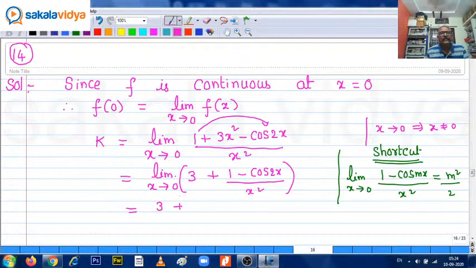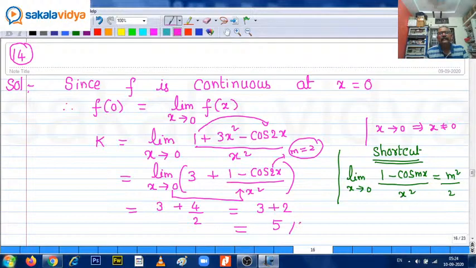Now with the help of that shortcut, limit x tends to 0, the constant is constant only, plus limit x tends to 0 of (1 minus cos 2x) by x squared. The m value is 2. So m squared by 2 is 2 squared, 4 upon 2, that is 2. So 3 plus 2, obviously 5. Correct. Thank you.